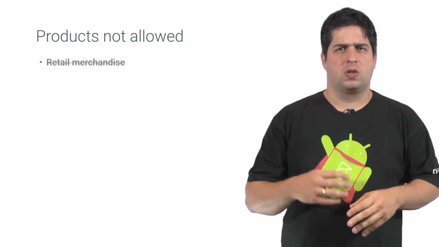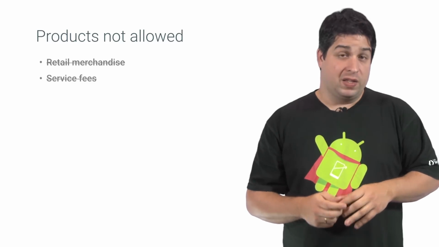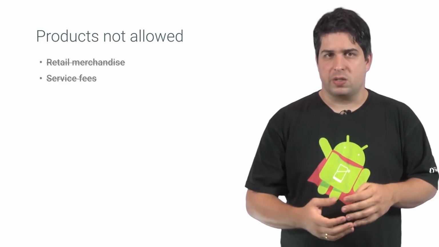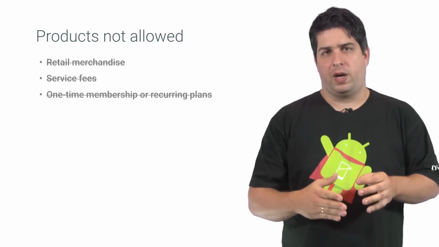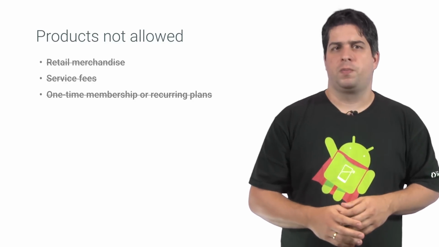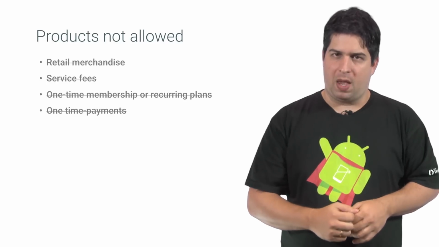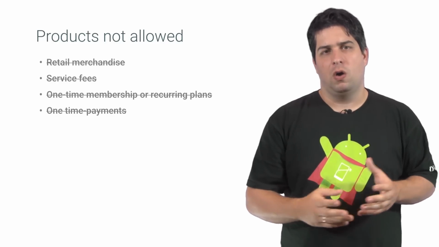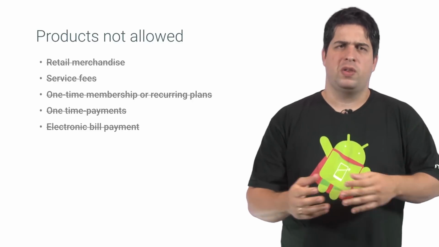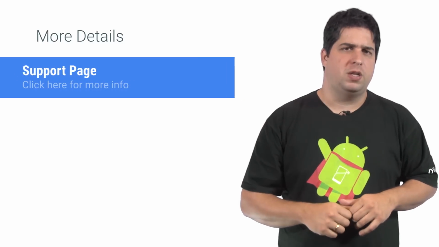But there are other products that are not allowed by in-app billing, like retail merchandise, such as groceries, clothing, housewares, and electronics. Service fees, including taxi and transportation services, cleaning, food delivery, and others. One-time membership fees or recurring dues, including gym memberships, loyalty programs, or other physical products. One-time payments, including peer-to-peer payments, online auctions, and donations, or electronic bill payment, including credit card bills, utilities, and cable or telecommunication services. For more details about this policy, check out our support page.